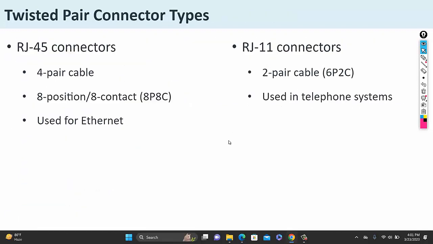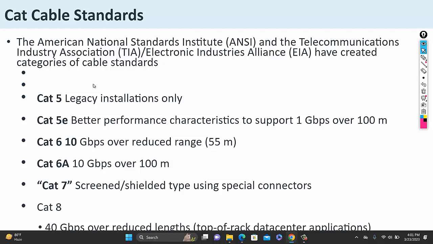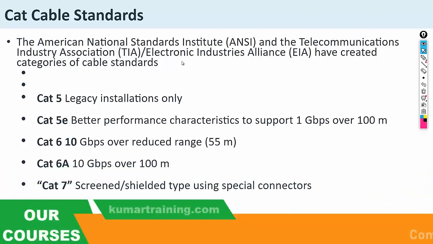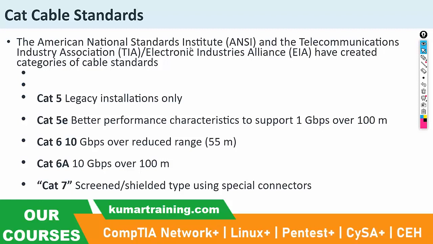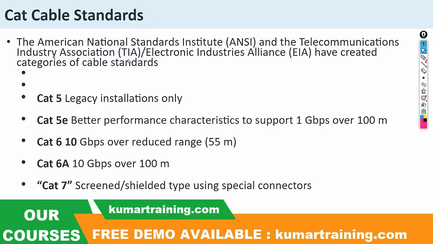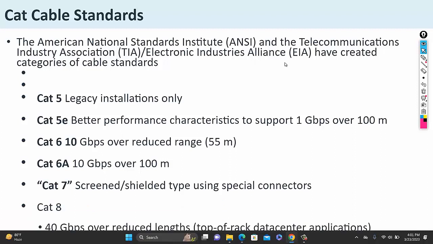There is a CAT cable standard. The cable standard is defined not by only a single company. There are some institutions and companies, like the American National Standards Institute, the Telecommunications Industry Association, TIA, and the Electronic Industries Alliance. These have created the categories of the cable standards: CAT 5, CAT 5E, CAT 6, CAT 6A, CAT 7 and CAT 8.